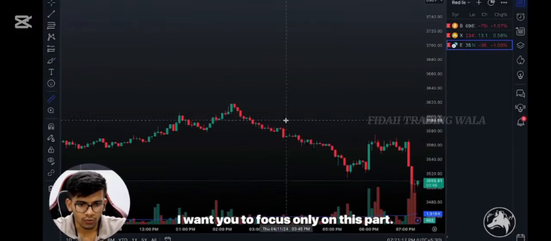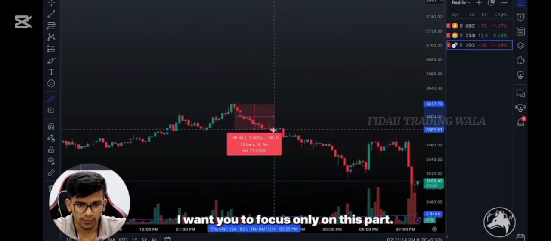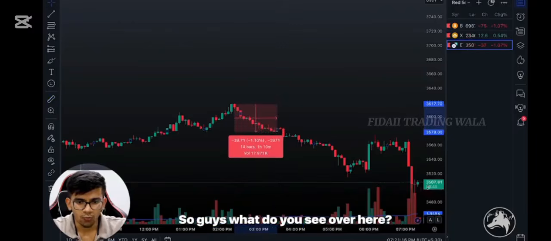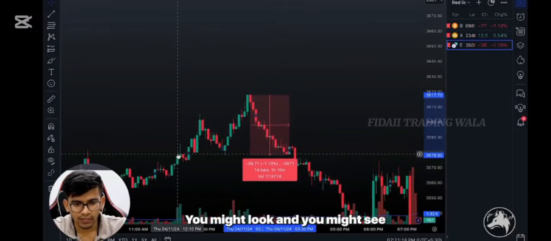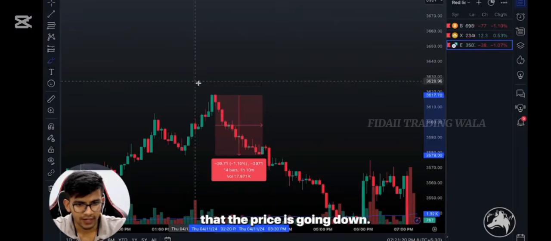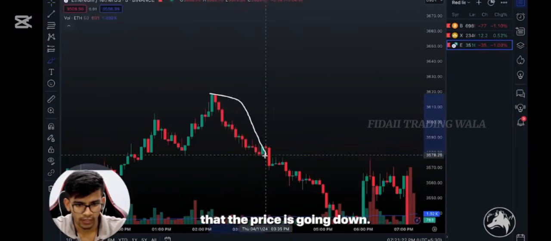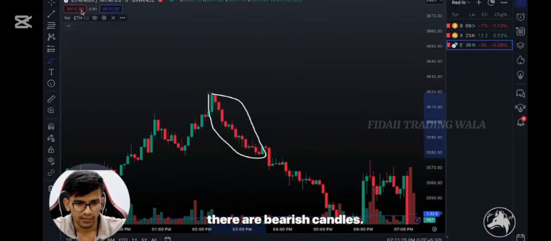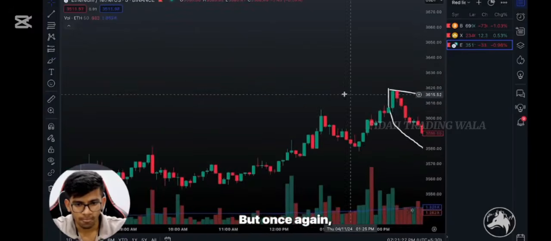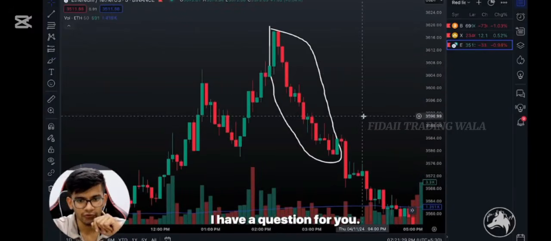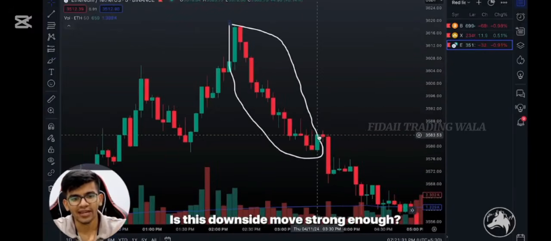So okay, I want you to focus only on this part. So guys, what do you see over here? You might look and you might see that the price is going down. There are red candles, there are bearish candles. But once again, I have a question for you. Is this downside move strong enough?